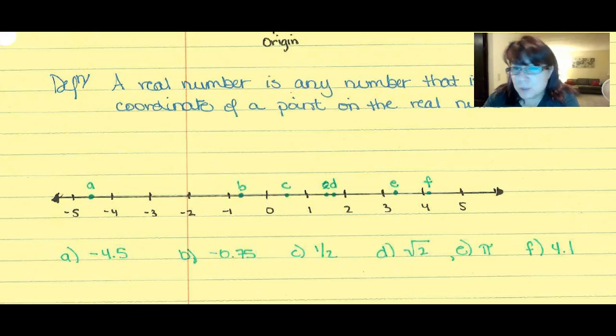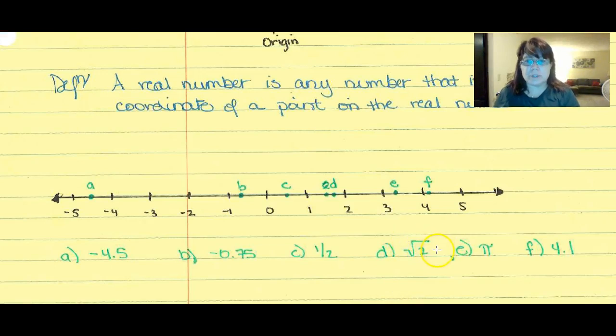So let's take a few weird ones. Negative 4.5. Well, that's in between negative 4 and negative 5. It's going to be right there. Negative 0.75. Well, 0.75 is going to be in between 0 and negative 1. So it's approximately right here, about 3/4 of the way there. Positive 1/2. Well, that's going to be directly in the middle between 1 and 0.